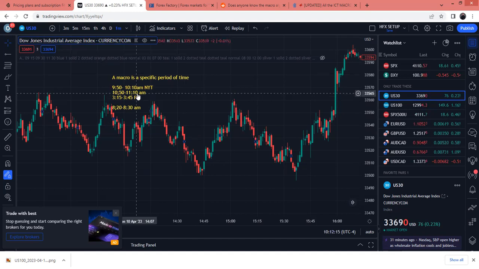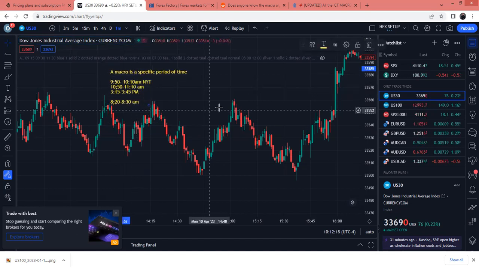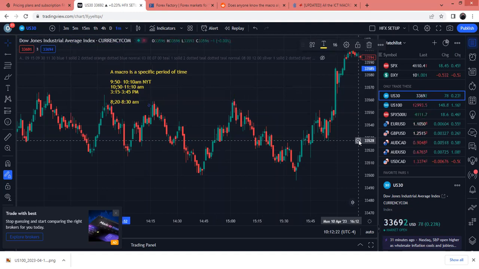All right. What I'm showing you now, we're going to be doing it on just indices. For this example, I'm going to be using US30. It works on ES, the S&P 500. It works on the US100. But right now, we're just going to focus on the US30, because I just want to show you guys some quick examples.